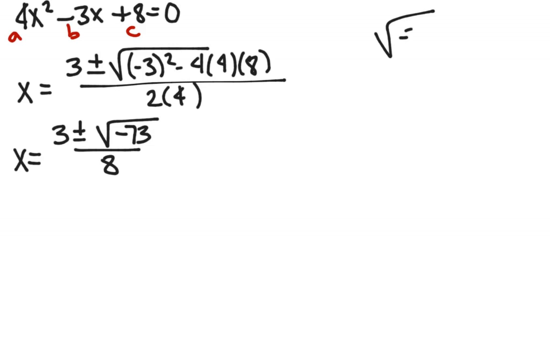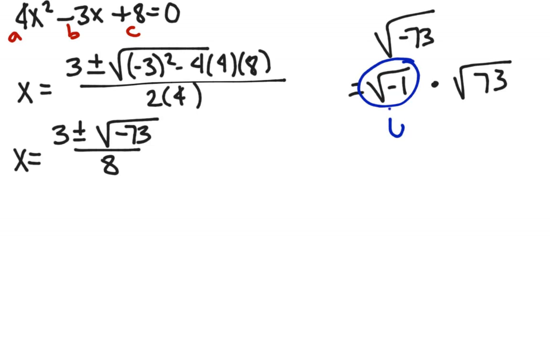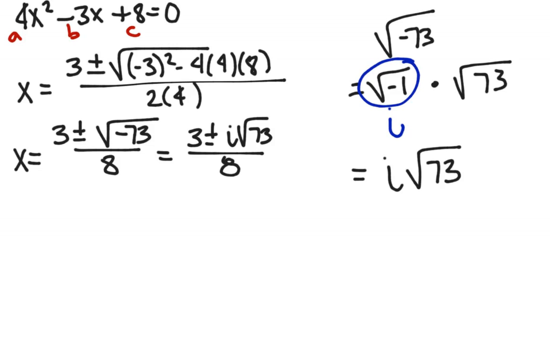Now, when we have the square root of a negative number, we can rethink this as the square root of negative 1 times the positive value of the number, which in this case is 73. The square root of negative 1 is represented by i. So we rewrite this with i in front of the square root, and we keep the square root of positive 73. Now we can simplify that square root if possible. That gives me 3 plus or minus i square root of 73, divided by 8. I can't simplify the square root of 73, so that's actually my answer. I'm done. One more example.